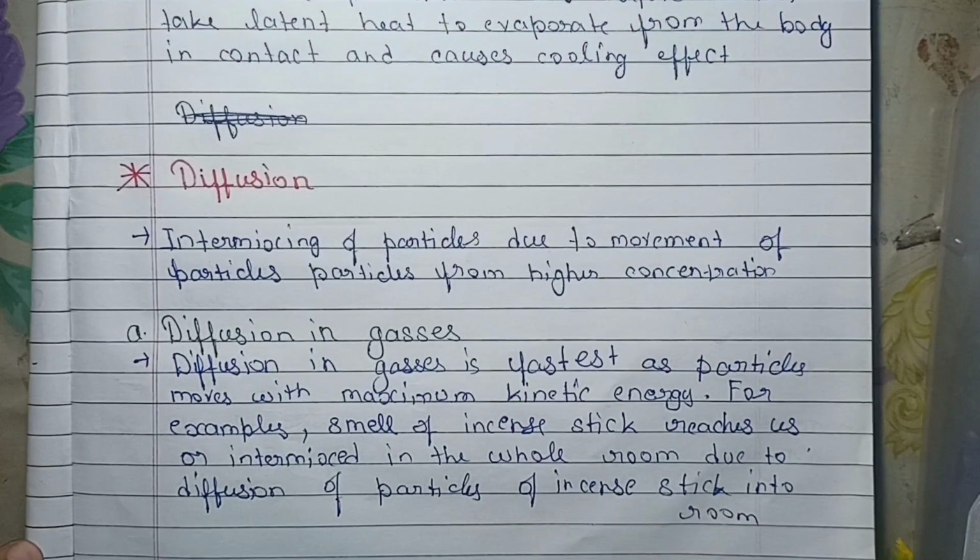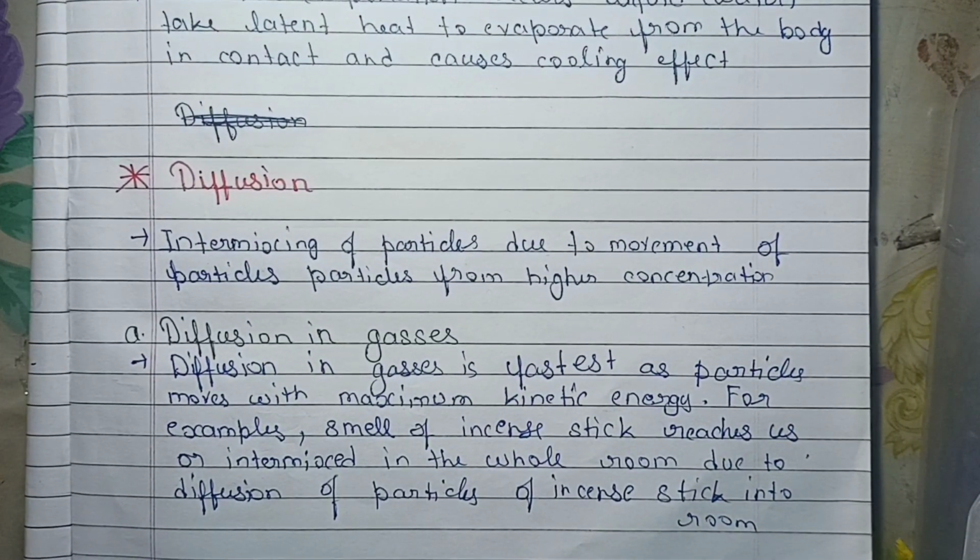Now our next topic is diffusion. What is diffusion? The intermixing of particles due to movement of particles from high concentration is called diffusion. This is the simple definition. Now let's understand their types.